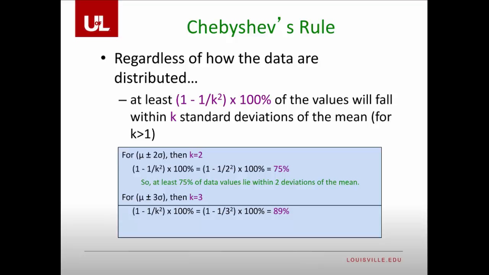If k is equal to 2, i.e. 2 standard deviations away from the mean, then 75% of the data are covered. 3 will make 89% of the data.